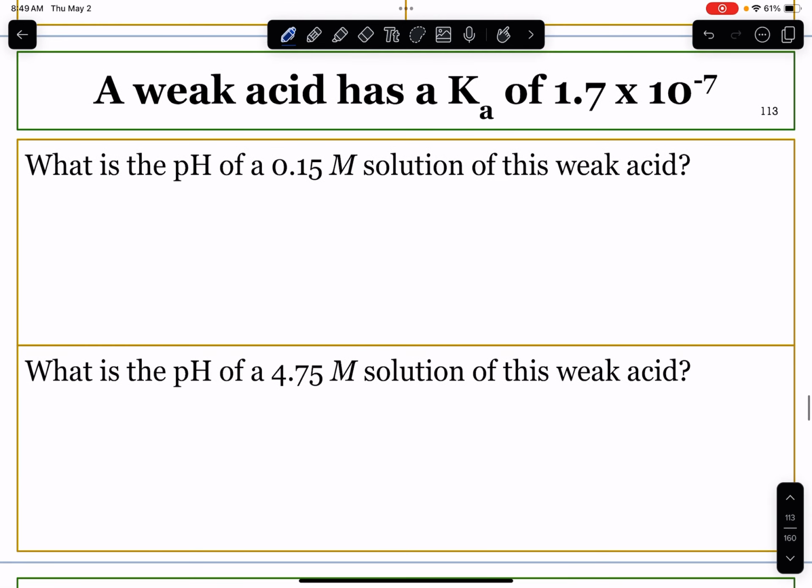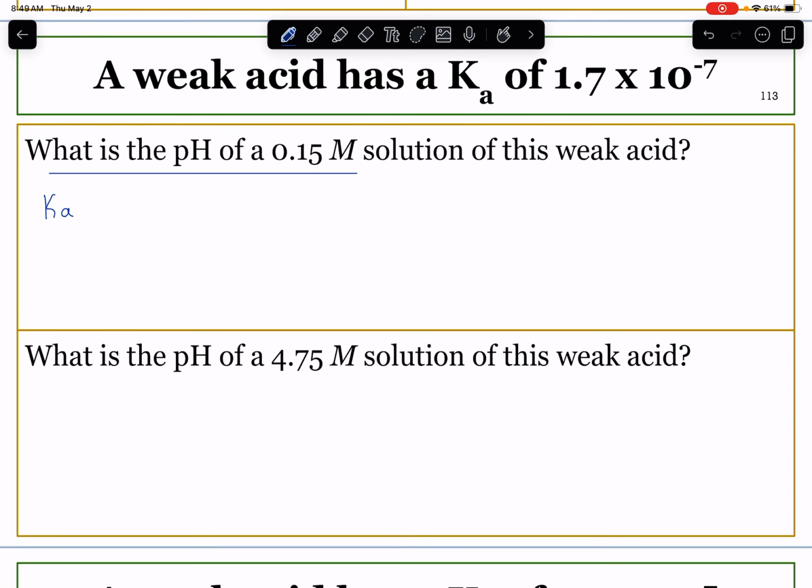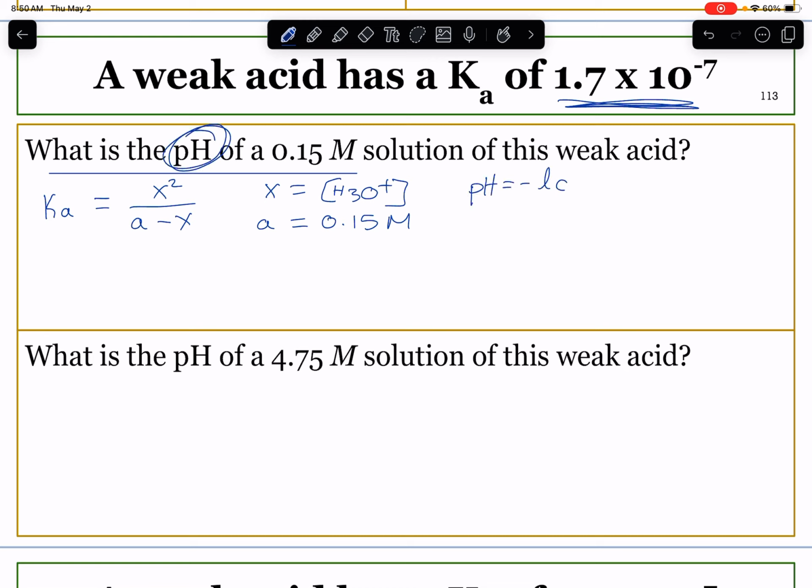A weak acid has a Ka of 1.7 times 10 to the negative 7. What is the pH of 0.15 molarity solution of this weak acid? Remember that Ka, which is given here as this value, has the general reaction of x squared over A minus x, where x is equal to H3O, and A is equal to the concentration of the weak acid, which in this problem is given as 0.15 molarity. The problem is asking for pH, so once you find x, plug it into this equation. Pause to see if you can work this problem out.